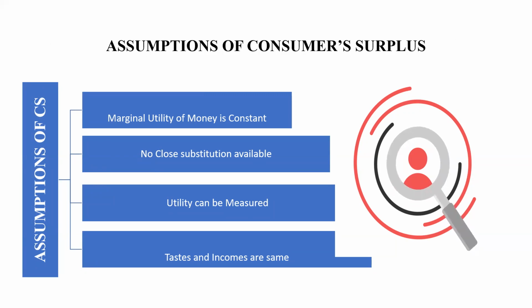So the third one is utility can be measured. It is assumed that utility can be measured in numerical terms, but there was no standard unit for measuring utility. The last, fourth point is taste and income are the same. We have to assume that there are no changes in the incomes and tastes and preferences of the consumers. So these are all the assumptions, right?